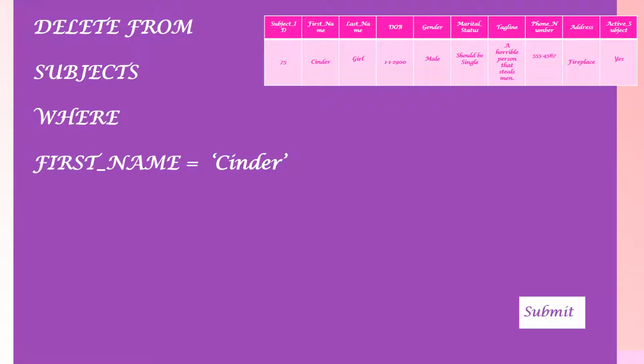Notice Manny identified which row to delete by saying where first name equals Cinder. This would have deleted any rows where the first name is Cinder. Since it is not a common name, the likelihood of accidentally deleting additional rows by mistake was low, but a safer way to write this delete statement would be delete where subject ID equals 75. Remember, subject ID is unique per row in the subjects table, so no other rows would have a subject ID of 75, so this would only delete the one row.